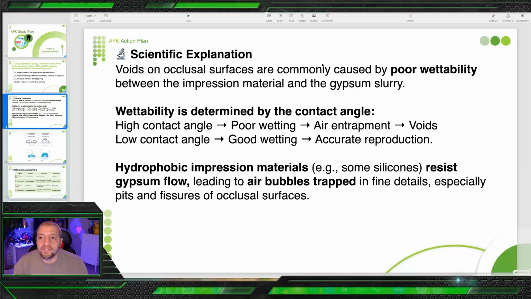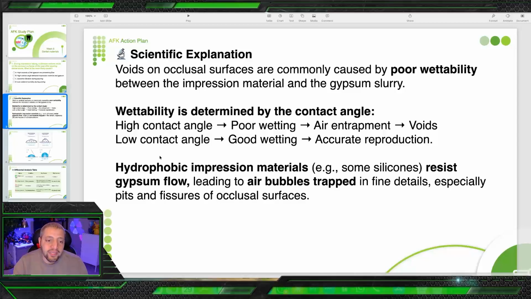Voids on the occlusal surface are commonly caused by poor wettability between the impression material and the gypsum slurry. Slurry here means the state between the liquid and the solid. So it's jelly, or you can call it gel form. This is the definition of this one. Wettability is determined by the contact angle. High contact angle, as we said, more than 90, poor wetting, air entrapment ending up with voids. Low contact angle, good wetting, accurate reproduction of the surface detail.